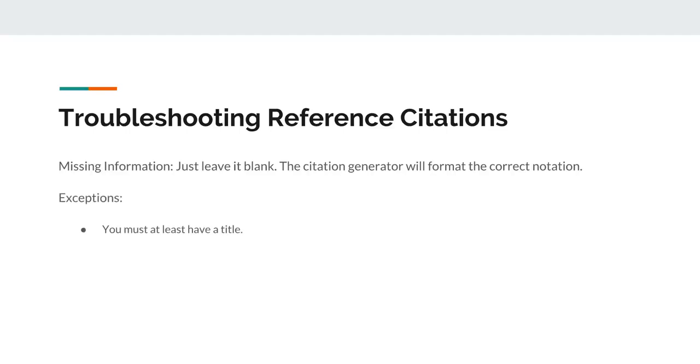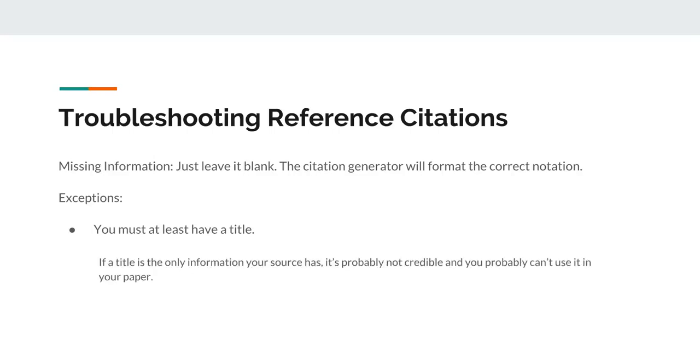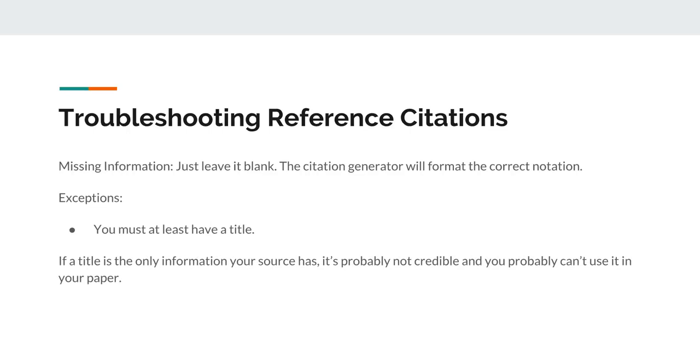There is an exception to this. You have to at least have a title for your work. If your work has no author and no title and no publication dates or no other distinctive identifying information, you've got a problem. In fact, if the title is the only information your source has, it's probably not credible and you probably can't use it anyway. So if you're finding that you're missing most of the citation information, you need to either ask the teacher for help or find a different source, one of the two.